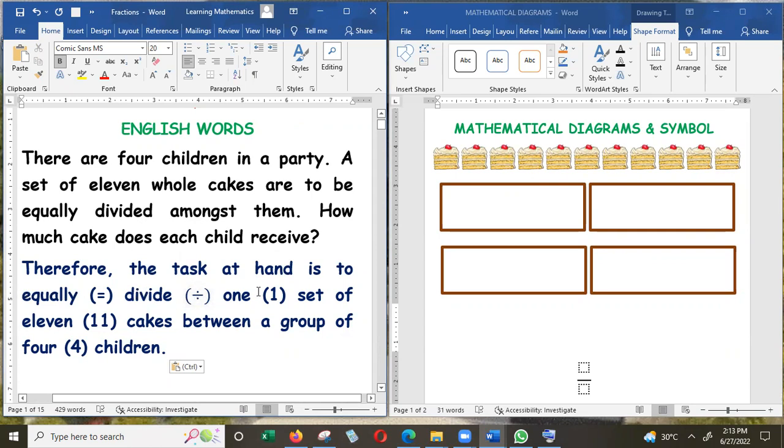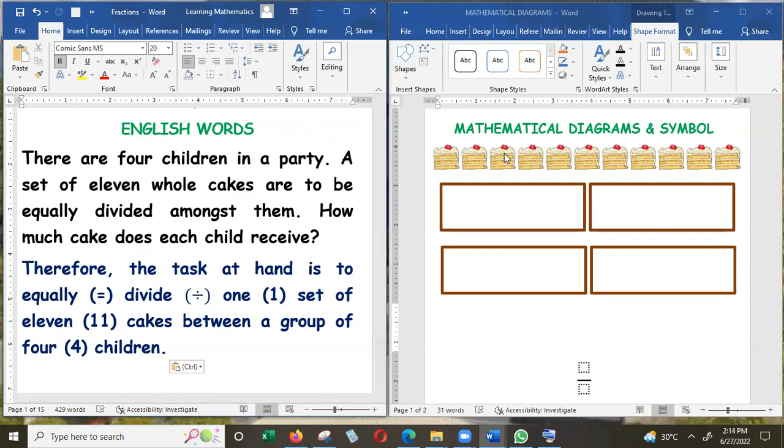The word 1, here is the mathematical symbol for its translation. The word 11, here's the mathematical symbol for its translation. And the word 4, here's the mathematical symbol for its translation. So mathematics translates words to symbols. So we need to divide equally a set of 11 cakes amongst 4 children.